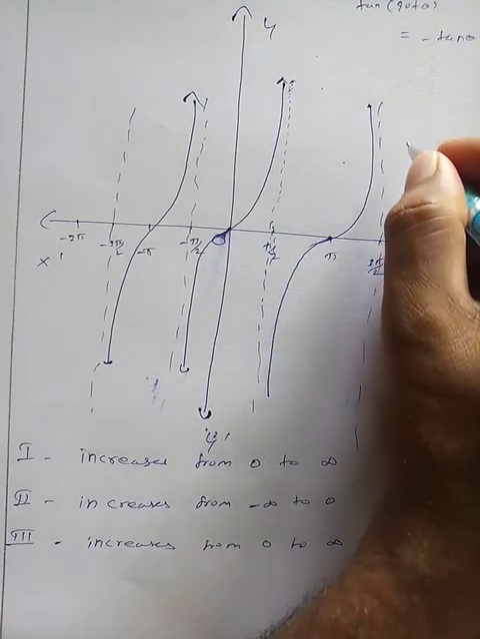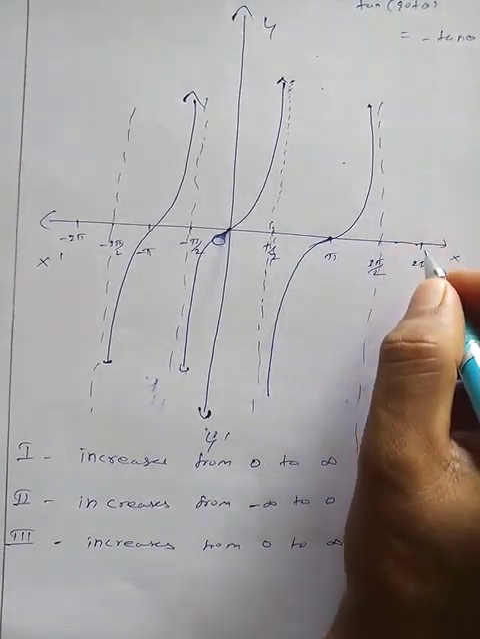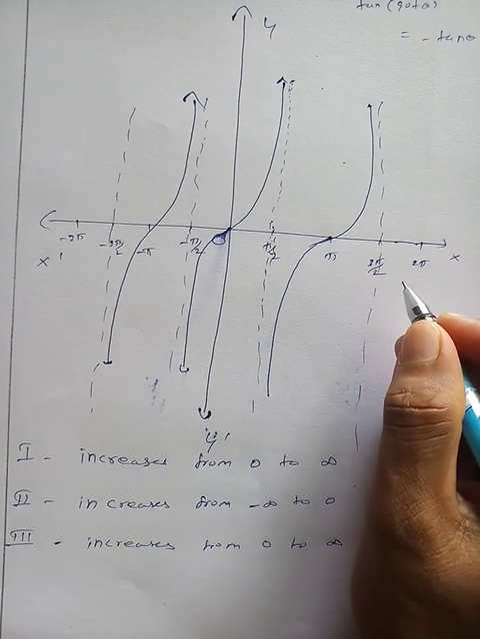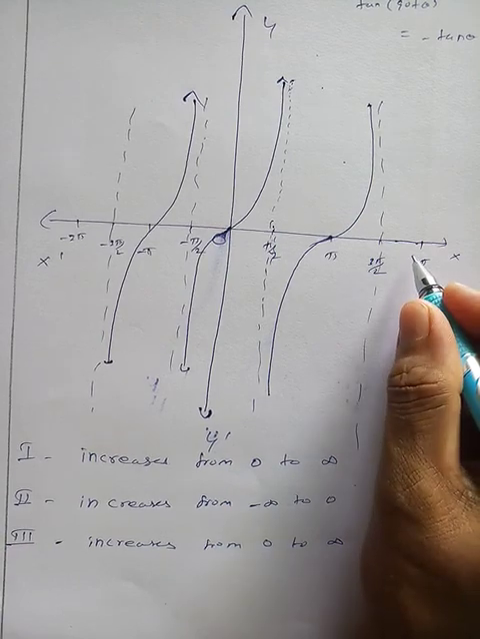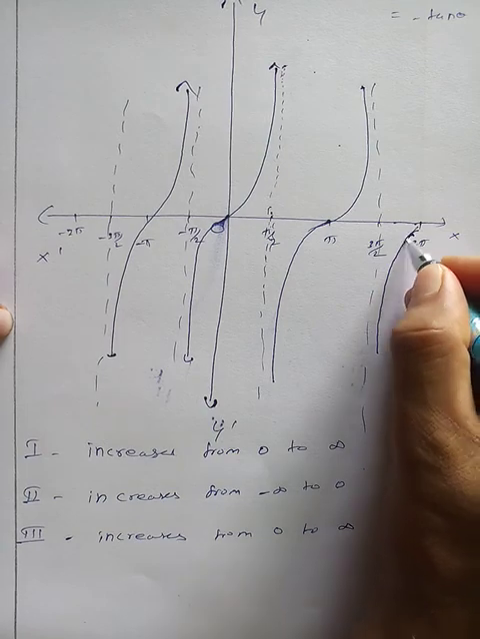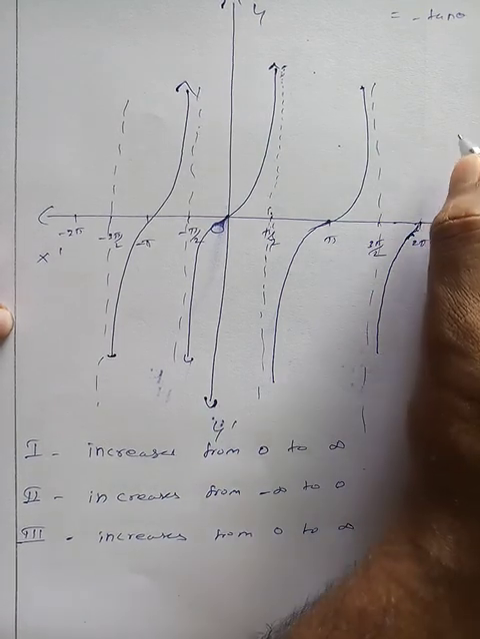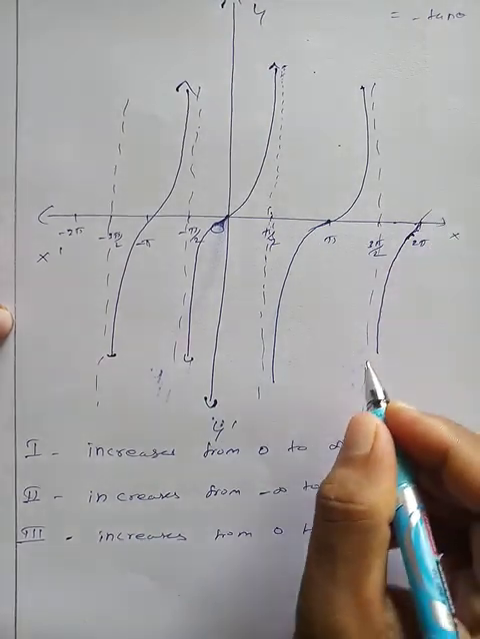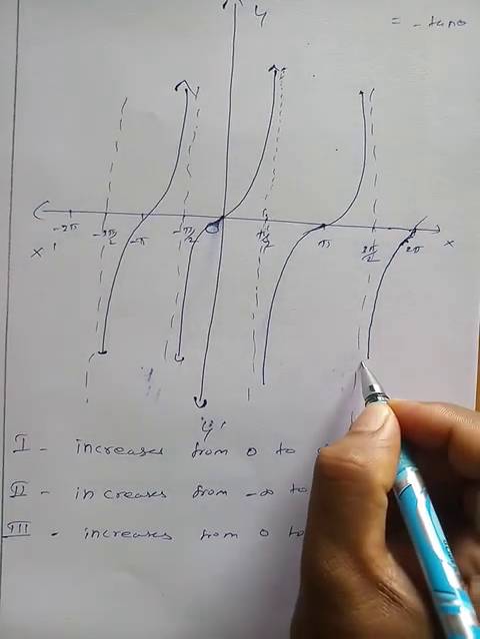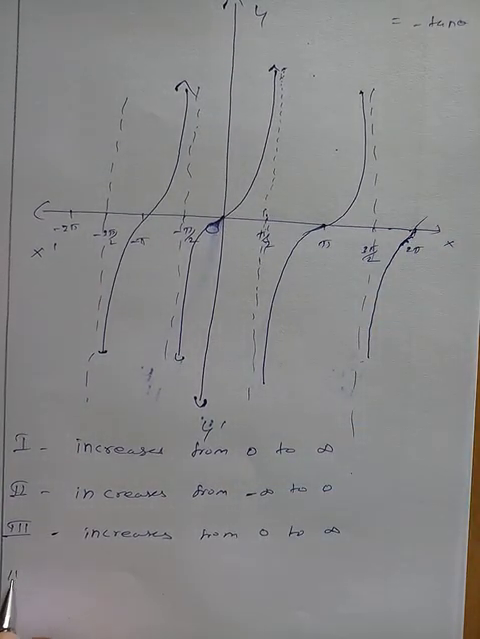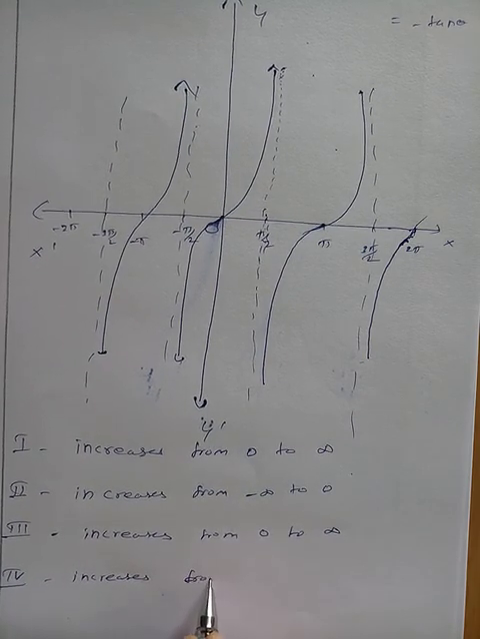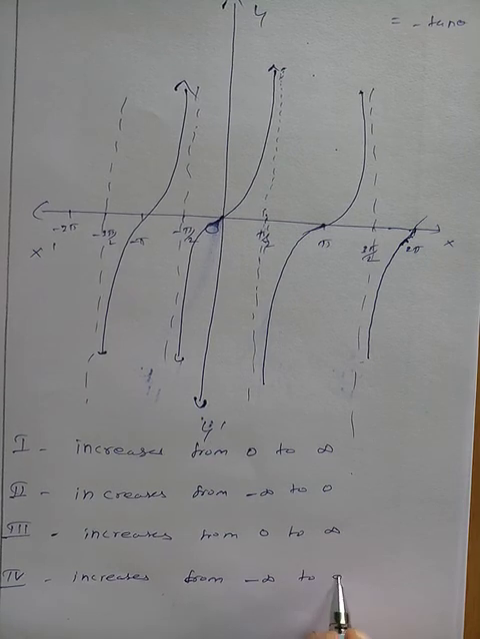Fourth quadrant, 270 plus theta. All silver tea cups: cos only positive, tan negative. So here the y value is negative, meaning fourth quadrant. So here it increases from minus infinity to 0.